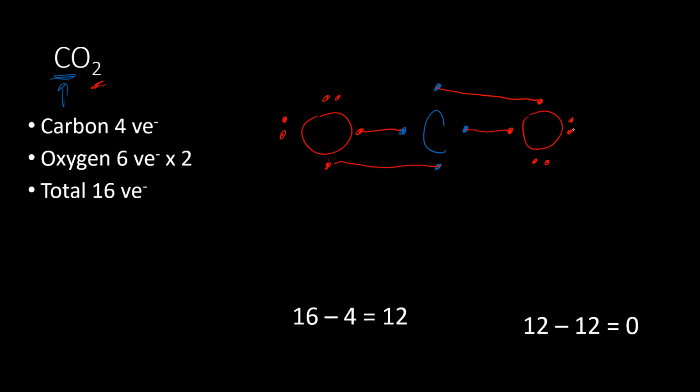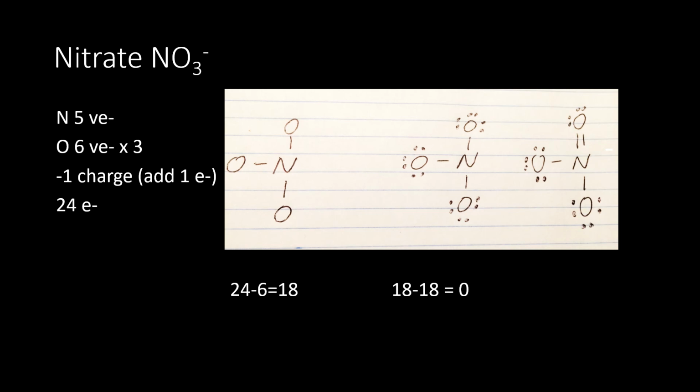And now again, oxygen has 1, 2, 3, 4, 5, 6, 7, 8. So it thinks it has 8 electrons like a noble gas. Carbon has the 4 blue ones plus the ones it's sharing. So 5, 6, 7, 8. So now carbon thinks it has 8 valence electrons like a noble gas. All right, so I do kind of like that better.